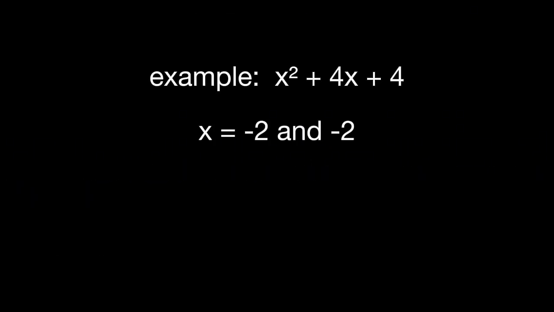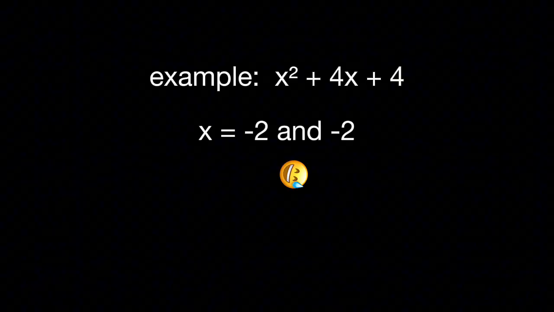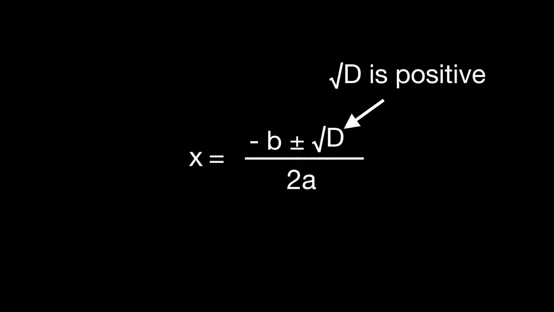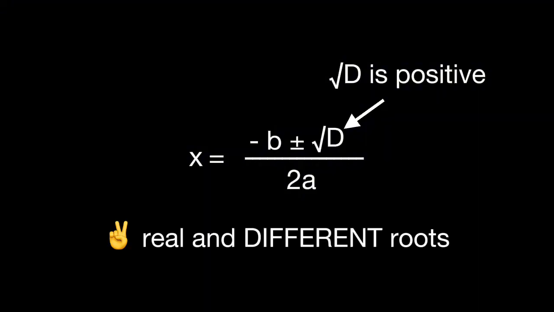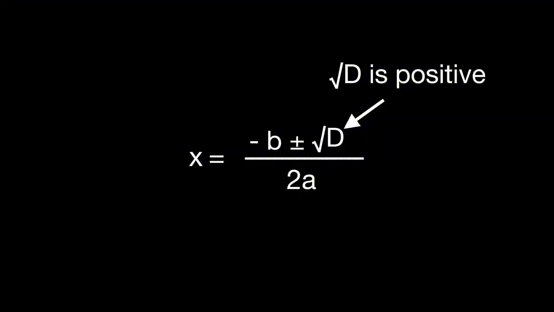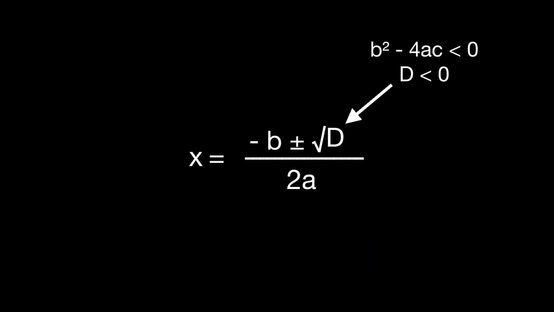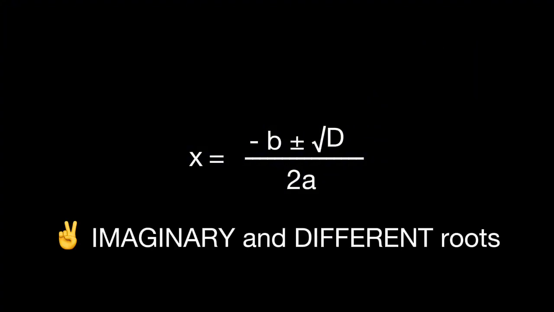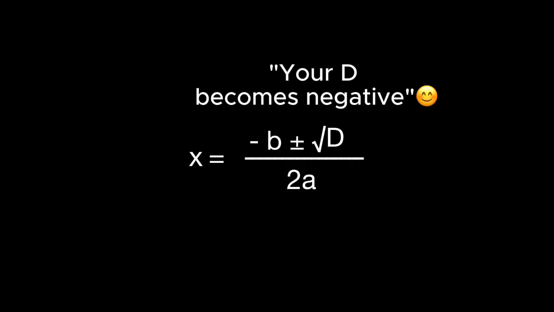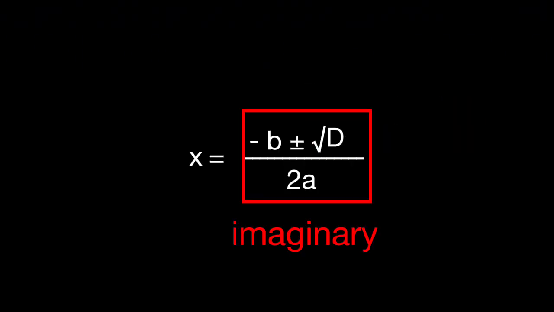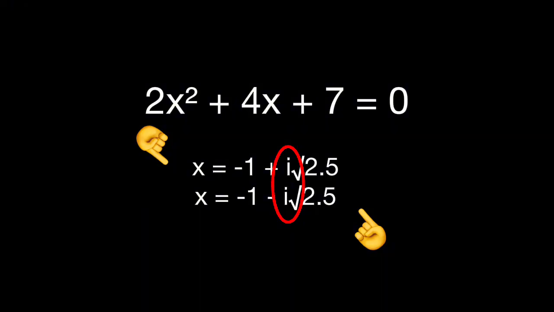But it still has two solutions, just with the same value. If b squared minus 4ac is greater than 0, that means the quadratic has two real and different roots. The d is positive and we first add root d with this, then subtract root d from this and get two different solutions. If b squared minus 4ac is less than 0, then that means the quadratic has two imaginary roots. Because your d becomes negative and this part of the formula becomes imaginary, so the entire thing becomes imaginary. So we get imaginary values of x.